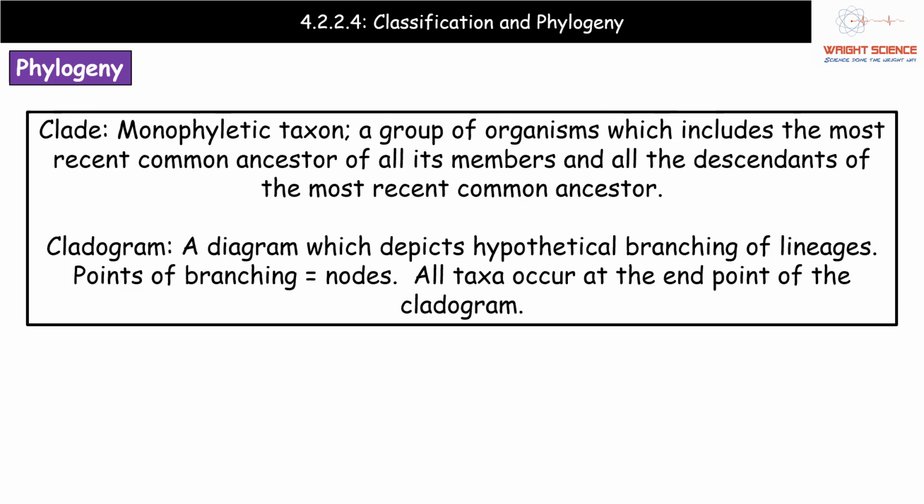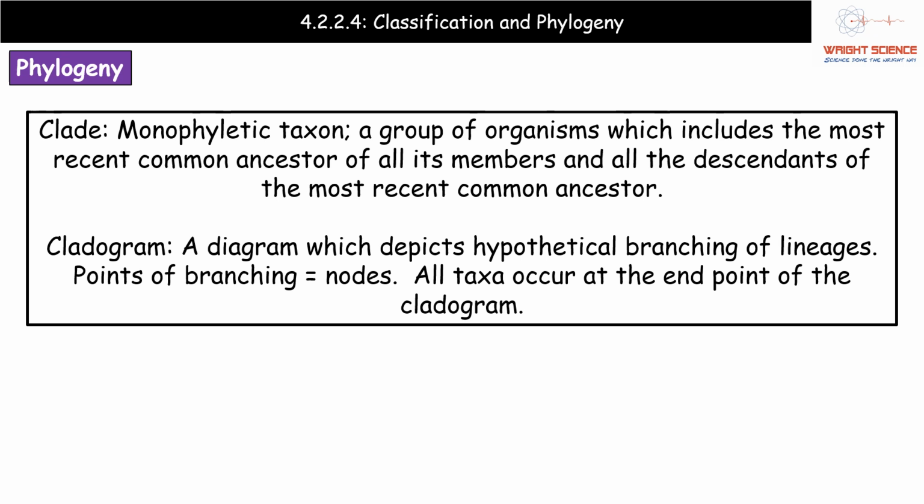A couple of phrases that I am going to go through I can't remember them ever coming up on an exam paper, but you never know at the end of the day. We can talk about the clade first of all. Now, when we talk about clade, this is a monophyletic taxon, i.e. a group of organisms which includes the most recent common ancestor of all its members and all of the descendants of that most recent common ancestor. So basically what we're looking at here is we do have that common ancestor, the most recent version of it, and then all of the descendants from that.